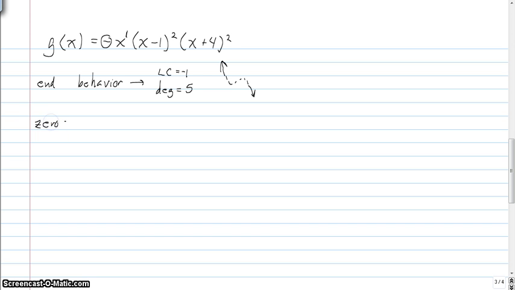Since this polynomial is already factored, we can find the zeros relatively easily. If we set this factor equal to 0, we're going to get 0. If we set this factor equal to 0, we get 1. And if we set this factor equal to 0, we get -4. And then the multiplicities come simply from these exponents. So the multiplicity here is 1, here is 2, here is 2. So 1, 1, 2, 2. And those are the multiplicities.